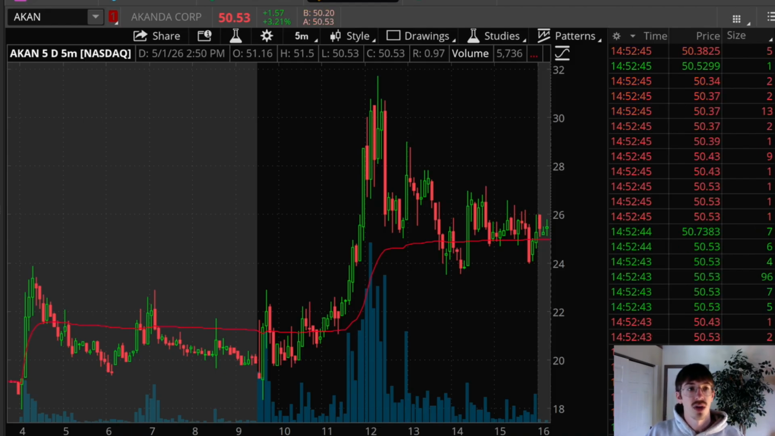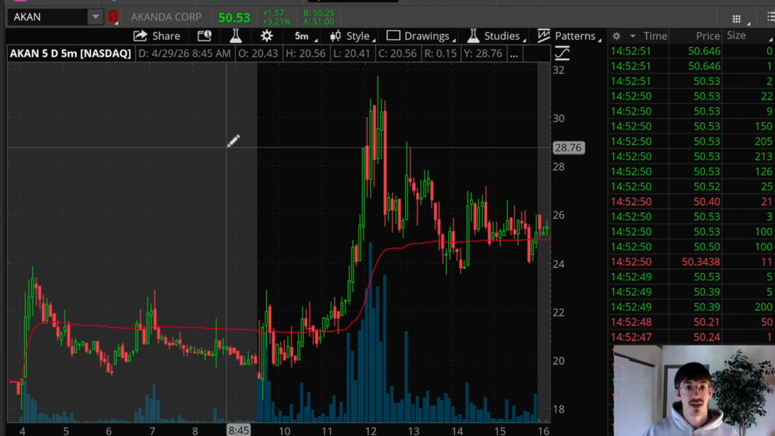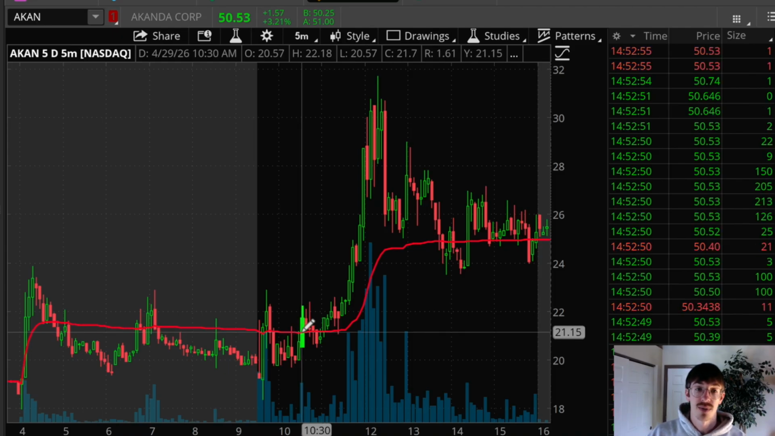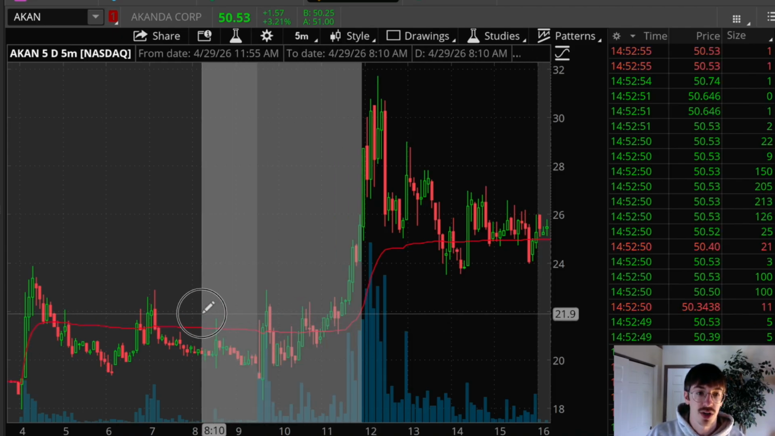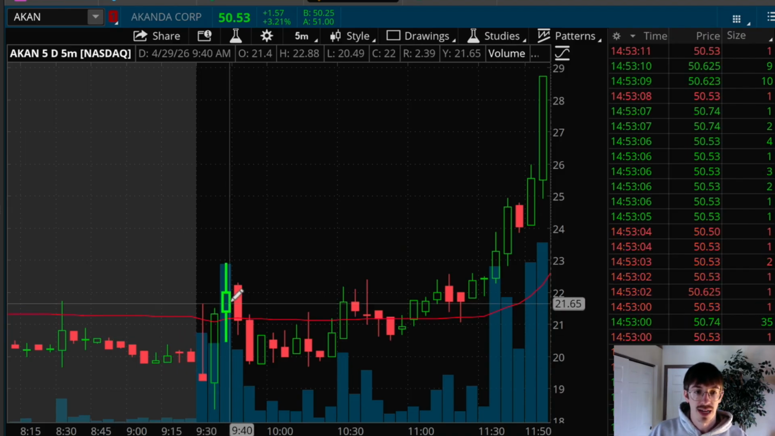So to give you an example of this, over the past week we had a stock, AKAN, which was a pretty big mover. And this was one of the stocks that I traded. I was able to lock in a $1,284 profit from this dip and rip setup. And if we zoom in here to the market open, we can see as this stock gapped up, we get a quick small spike at the market open.